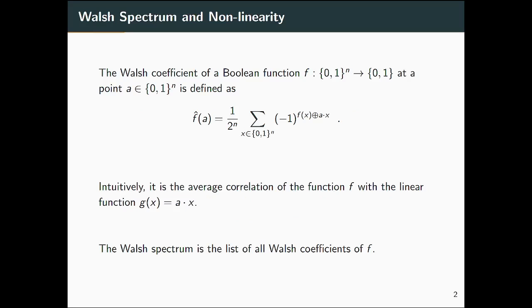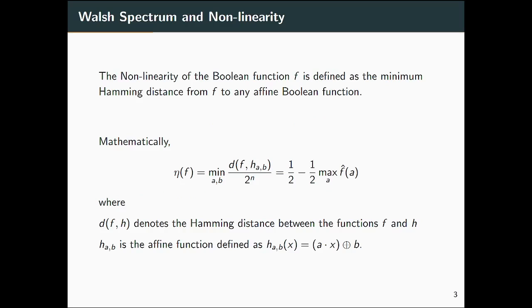The Walsh coefficient of a Boolean function f at a point a is defined as here. Intuitively, you can think of it as the average correlation between the function f and the linear function a dot x. Non-linearity, which is closely related to the Walsh coefficient, is defined as the minimum Hamming distance from f to any affine Boolean function. It can be given as half minus half times the maximum Walsh coefficient.